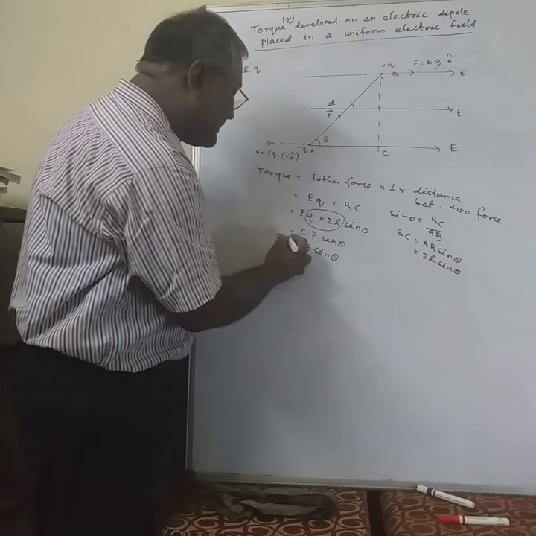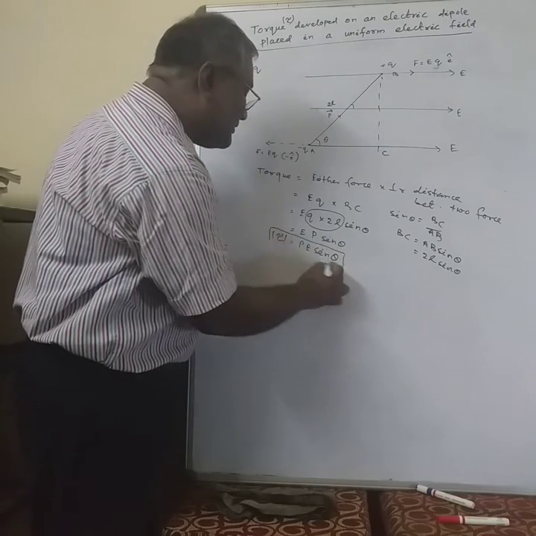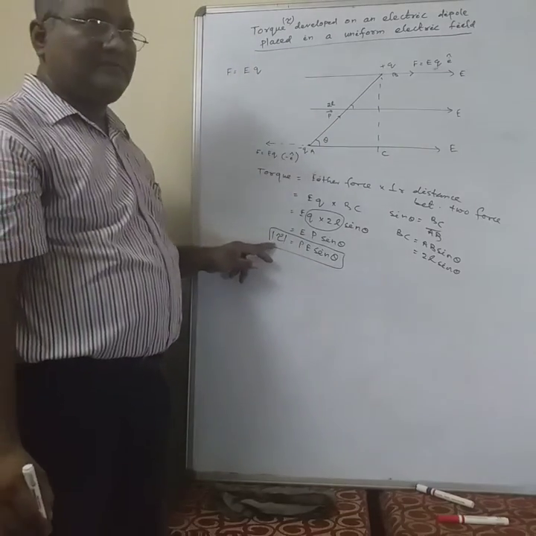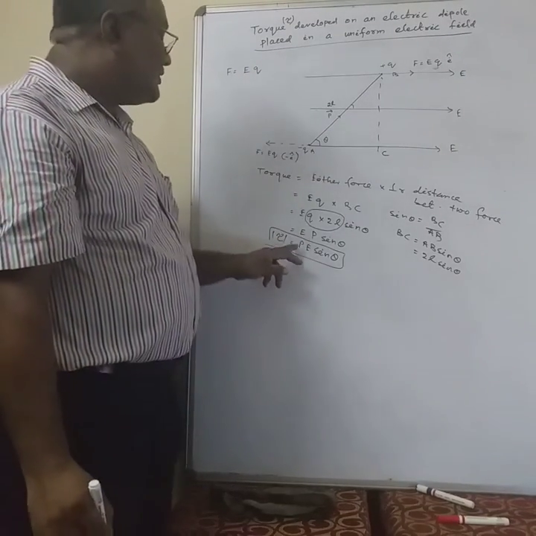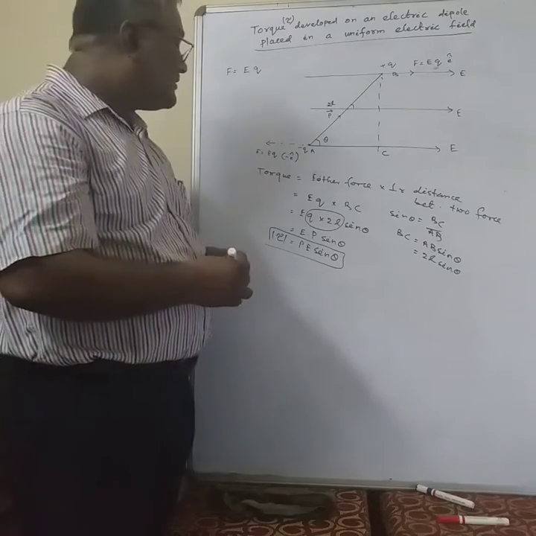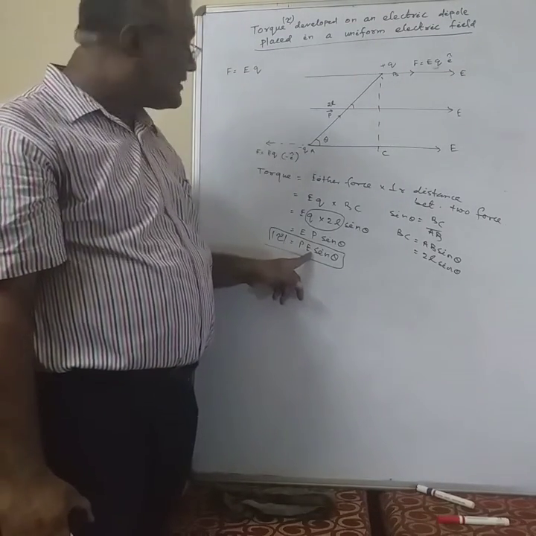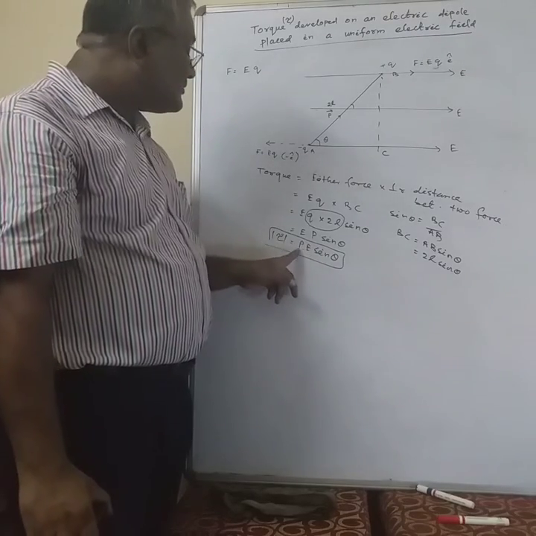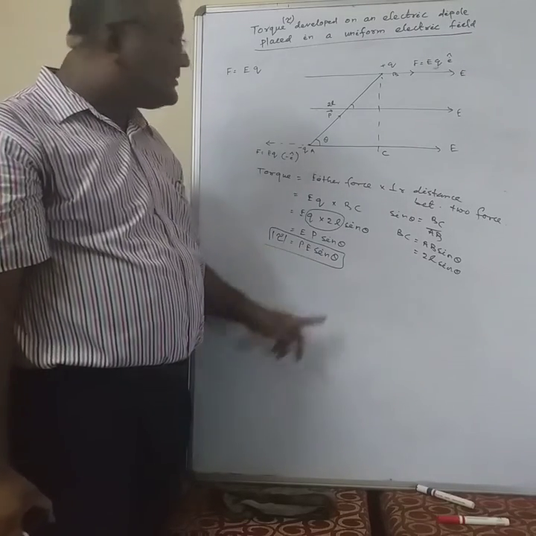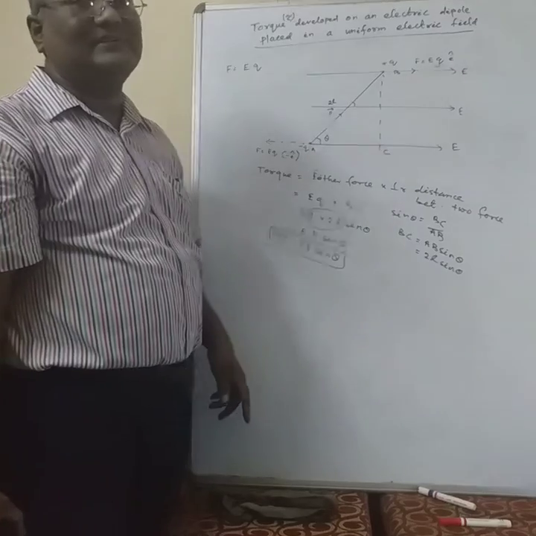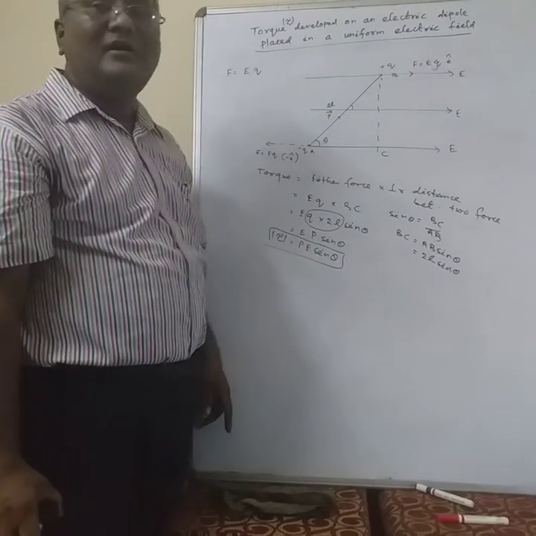Torque, magnitude. But torque is a vector. In the RHS, we got two vectors. P is one vector, that is electric dipole moment. E is another vector, that is uniform electric field. And fortunately, the angle between P and E is also theta, and sin theta comes in. Sin theta is there in the formula.